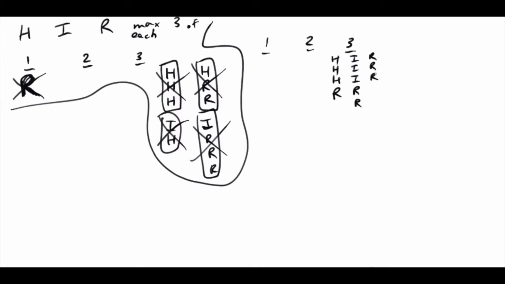What about the last scenario where we have 3 R's? We can't put any I's because of this rule. That would break this. We also can't put any H's because of this rule. So we'd be stuck with the way it is. And so therefore our maximum is 5. And so therefore the answer is D.